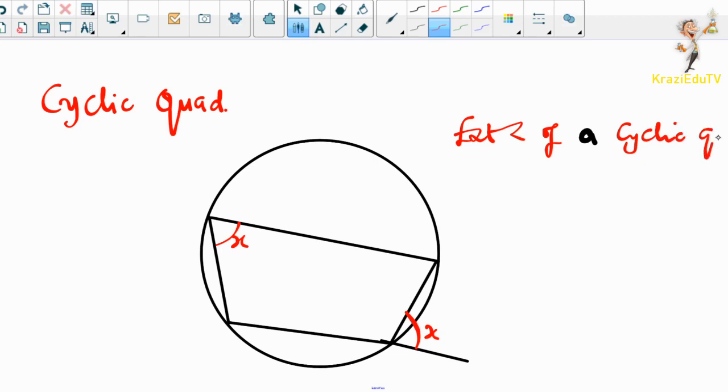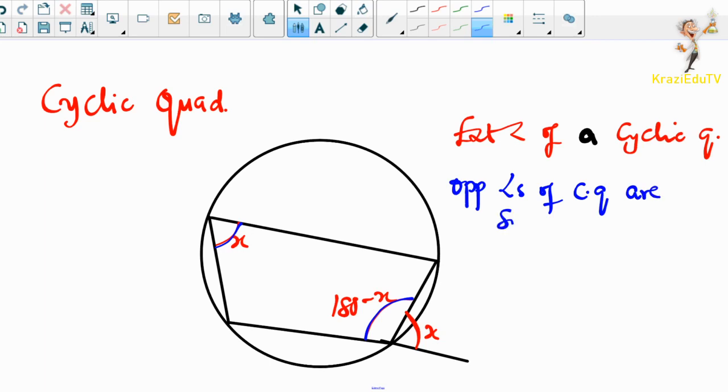And that leads us to another section here, because that's a straight line, 180 minus x. And because it's a straight line, automatically we can add these two angles together to give us what? 180. So we said opposite angles of a cyclic quadrilateral are supplementary.